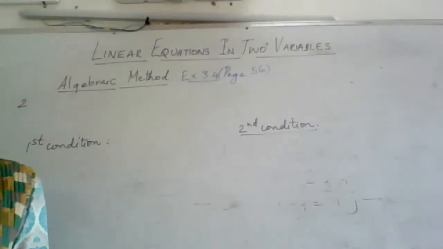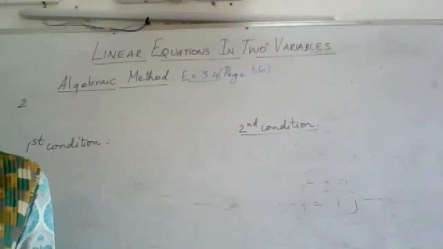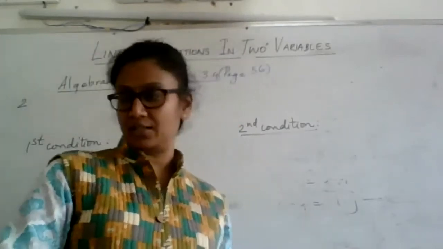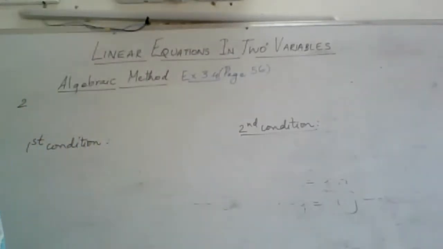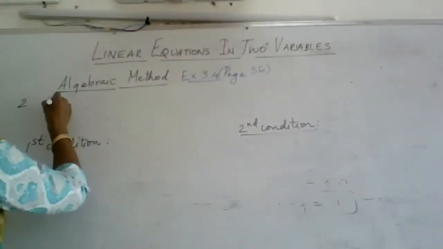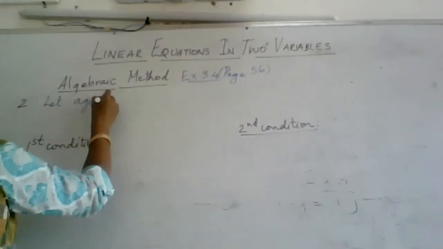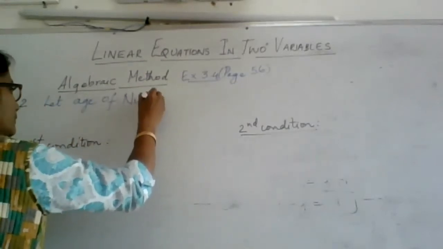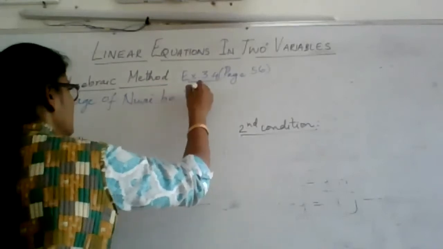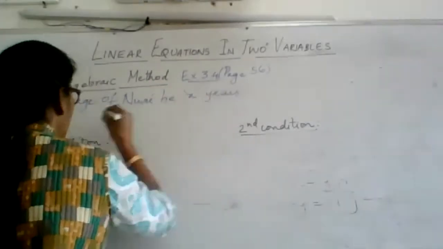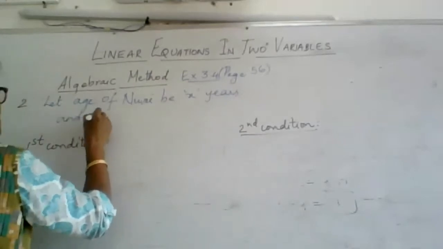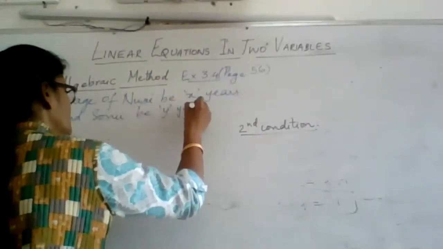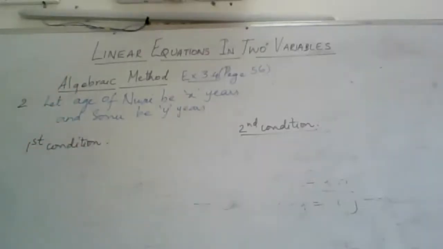It is a problem on age, which is very interesting usually. 5 years ago, Noori was thrice as old as Sonu. Because there are two people, we have to assume their ages to be x and y years. The two persons here are Noori and Sonu. Let age of Noori be X years and Sonu be Y years. Alright, so X and Y are the two ages.